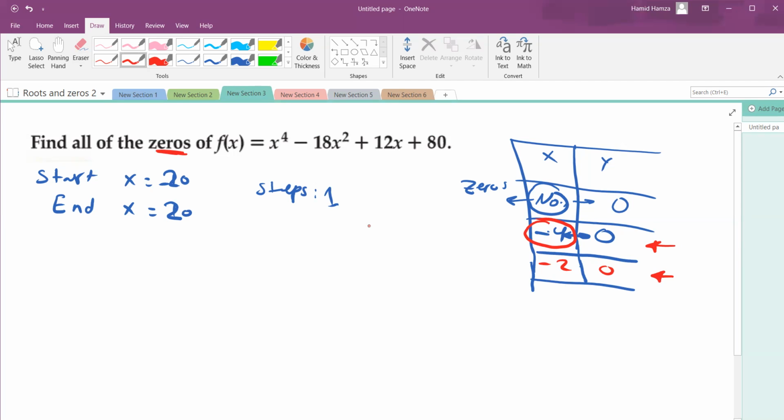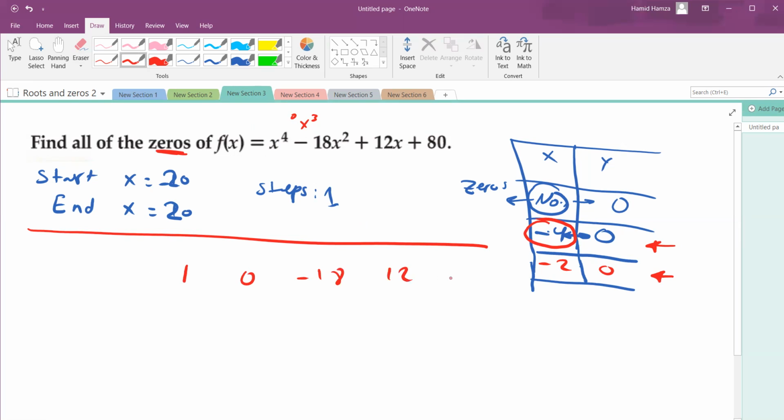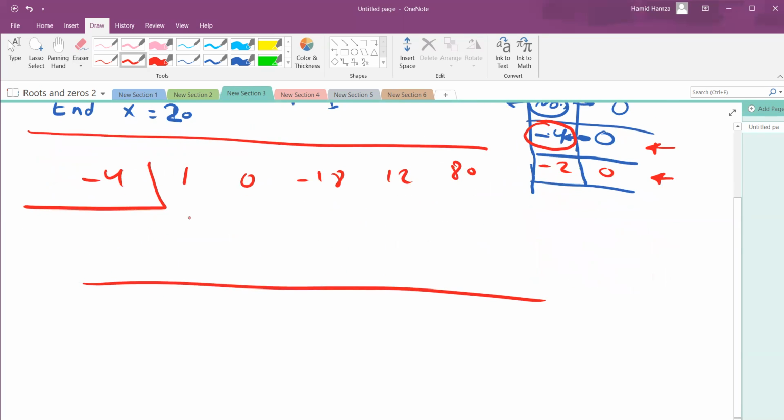Now I want to find the rest of the zeros, guys. How do we find them? That's what we studied in the previous period by making synthetic division. So I divide this by -4 to reduce the power. Make sure the terms are written in order. Now you will find a gap here: x to the power 4, x to the power 3. We don't have x to the power 3, we have x squared and x, so I must put 0 here. Let's write the coefficients: 1, 0, -18, 12, and 80. We'll divide all of this by -4, the given zero. So let's do it by synthetic division. Drop 1 down.